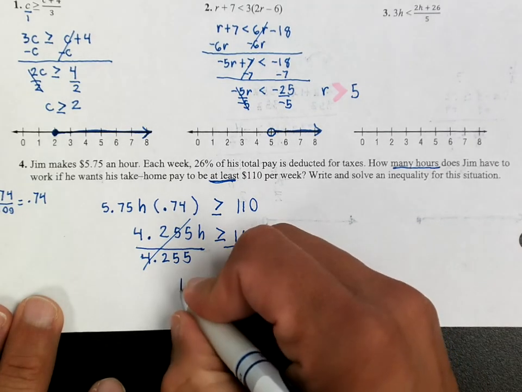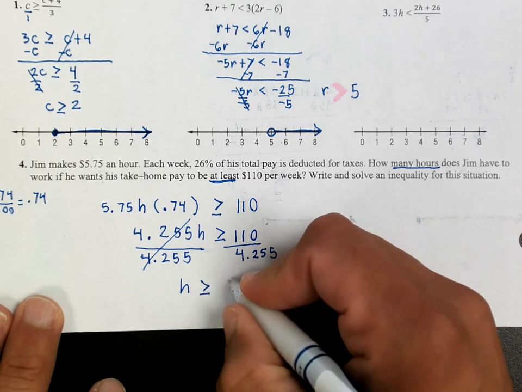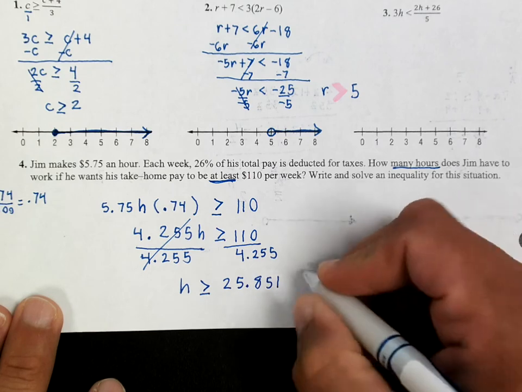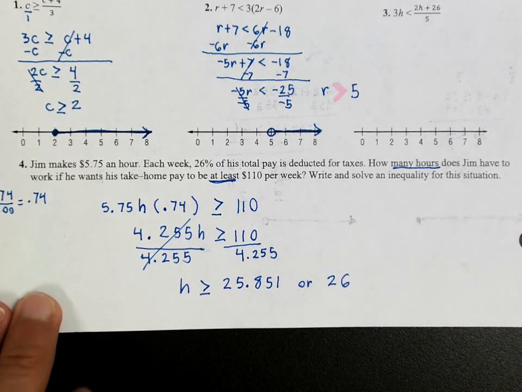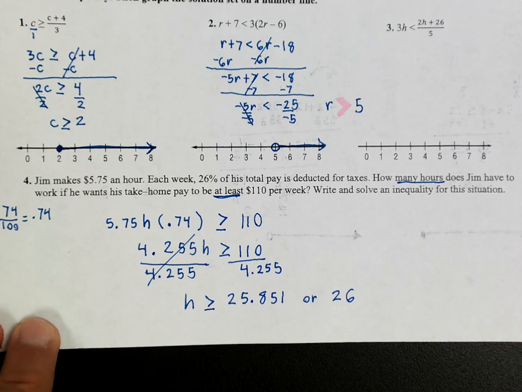And when you plug that in your calculator, you get H is greater than or equal to 25.851. Or basically, he has to work about 26 hours to make at least 110 or more. Okay, I hope that makes sense. If you have any questions on this specific problem, also make sure you bring those questions with you tomorrow.